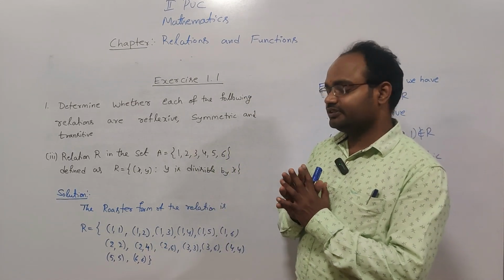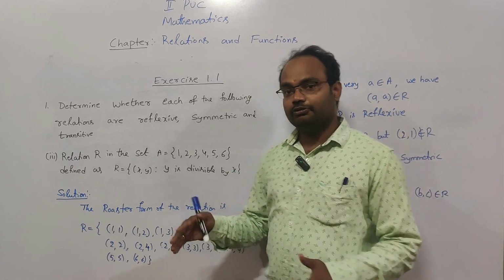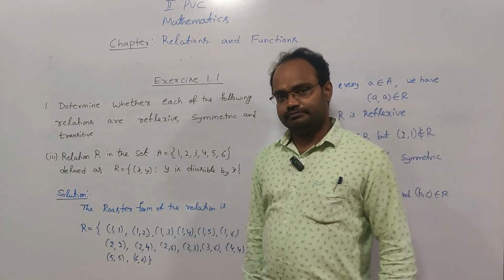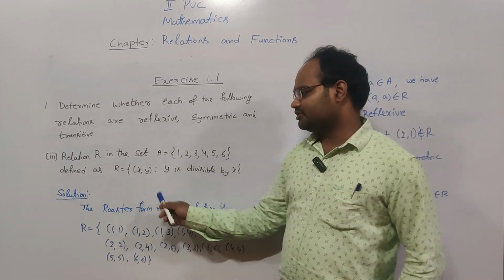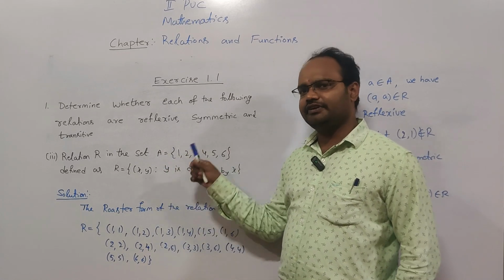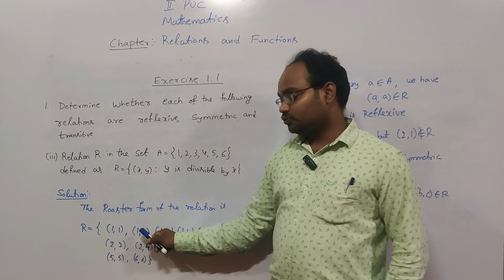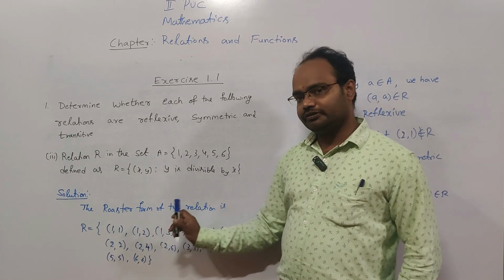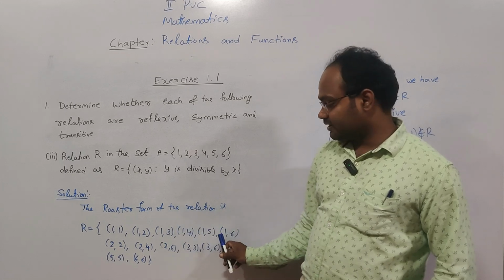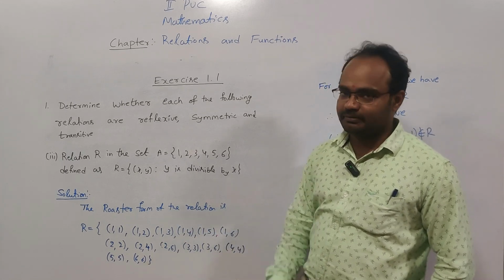Roster form, how do we write it? We know that 1 divides 1, 1 divides all these numbers. That means 1 divides every number. 1 is divisible by 1, 2 is divisible by 1, 3 is also divisible by 1, 4 divisible by 1, 5 divisible by 1, 6 divisible by 1.